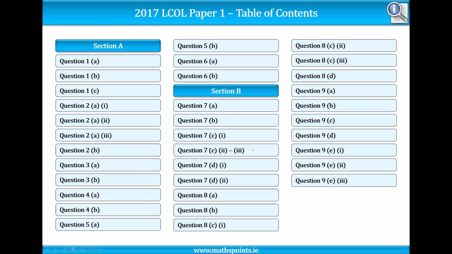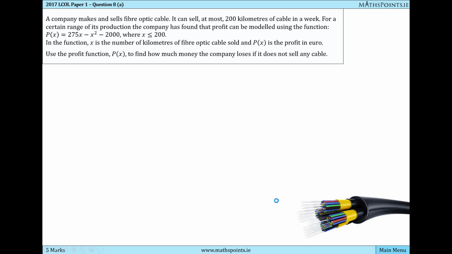So we're going to have a look at this 2017 Leaving Cert Ordinary Level Paper 1 question 8. So it's a functions and graphs question with a real world aspect to it. There's some calculus involved later on as well.